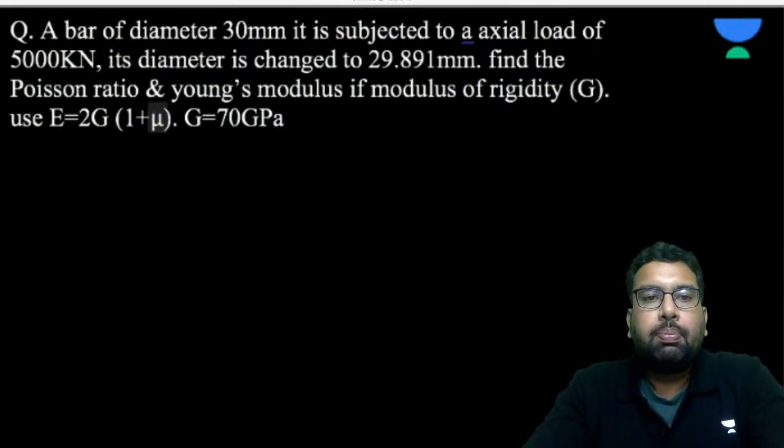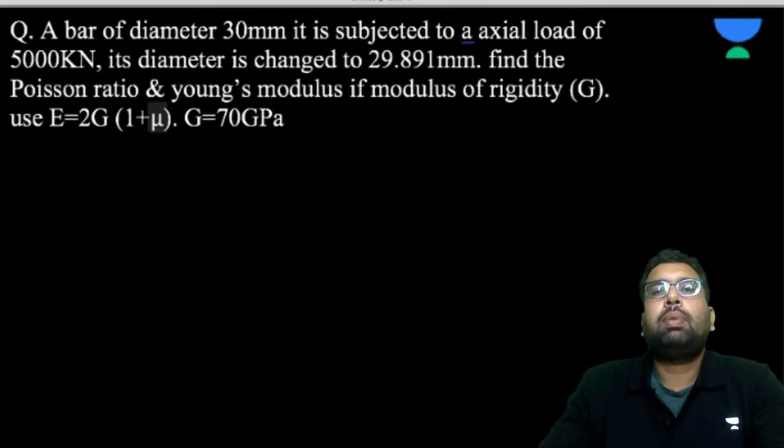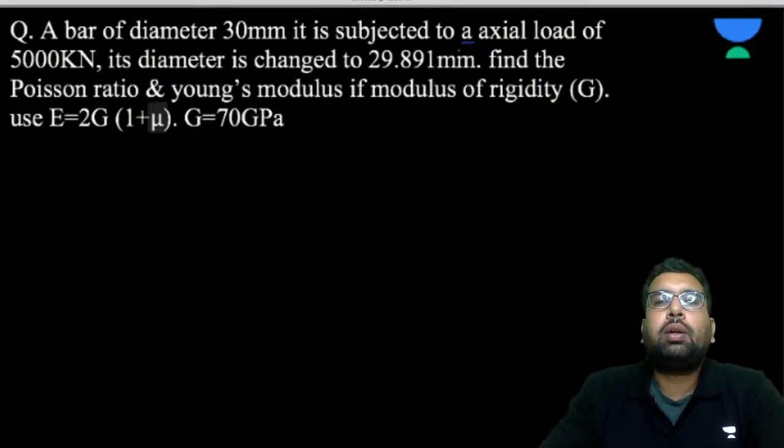Now it says a bar of diameter 30 mm is subjected to an axial load of 5000 kilonewton. Its diameter is changed to 29.891 mm. Find the Poisson ratio and Young's modulus if modulus of rigidity G is 70 GPa. It is given. Right. Now see how we can try this question.